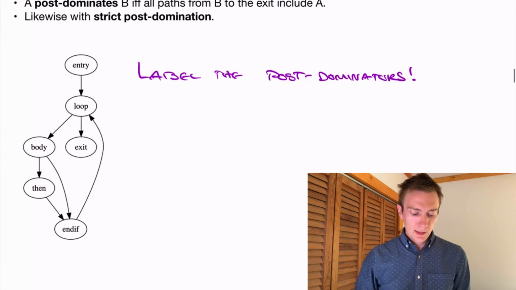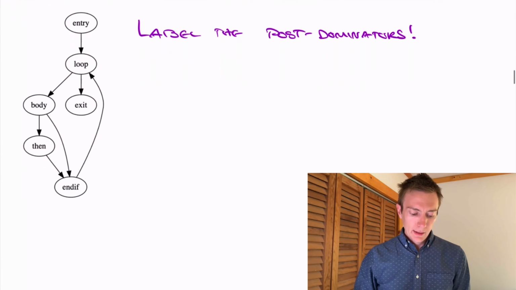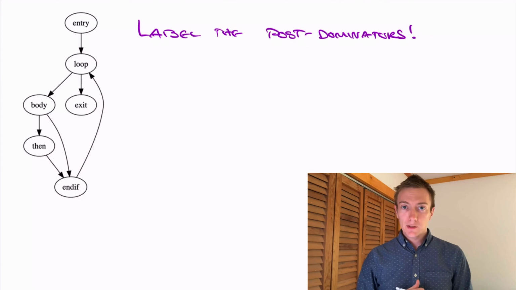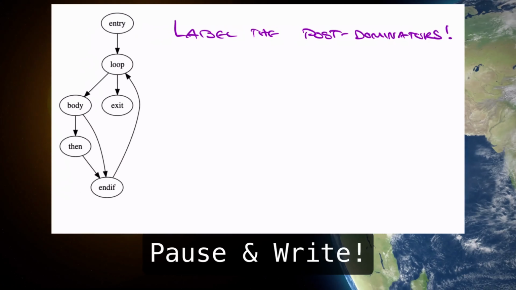So I have reproduced the control flow graph we've been working with. I want you to copy it down and again exercise your intuition about how dominators work, or if you like, rely on the formal definition, to label the post-dominators in this graph. That is, for every node, list the set of blocks that are post-dominators of a given block. Go for it.